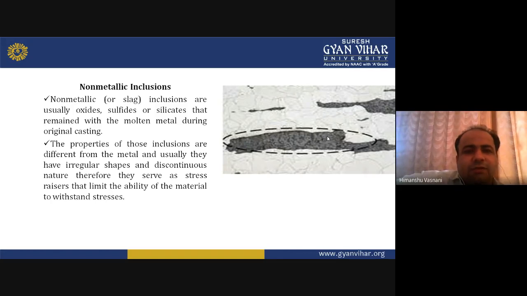Then non-metallic inclusions. Non-metallic or slag inclusions are usually oxides or sulfides or silicates that remain with the molten metal during original casting. You can see some kind of patches that have been included in the casting. The properties of those inclusions are different from the metal, and usually they have irregular shapes and discontinuous nature. Therefore, they serve as stress raisers that limit the ability of the material to withstand stress.